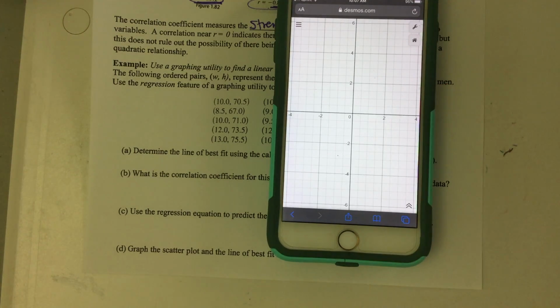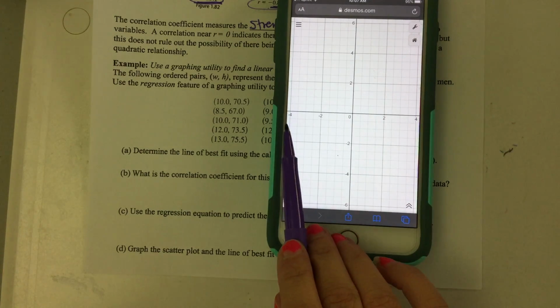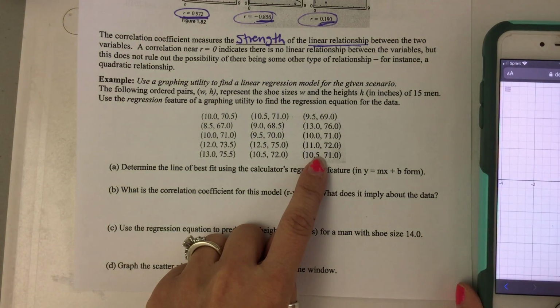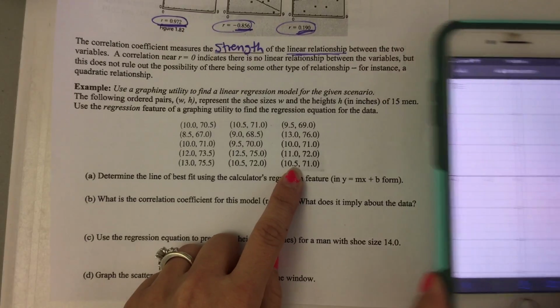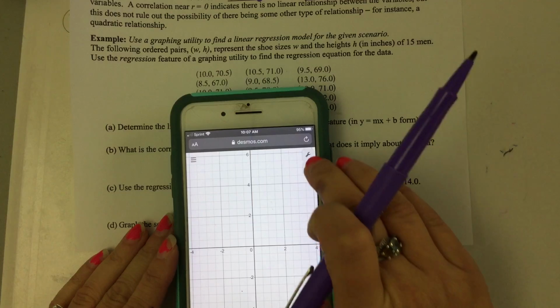Now when I look, I'm like, hey, I can't even see anything. Well, you have to look at the window. If I have my normal window, it goes -4 to 4 and -6 to 6. If I look at these points, none of those points fall into that range. So remember, very often you're going to have to be able to set your window.